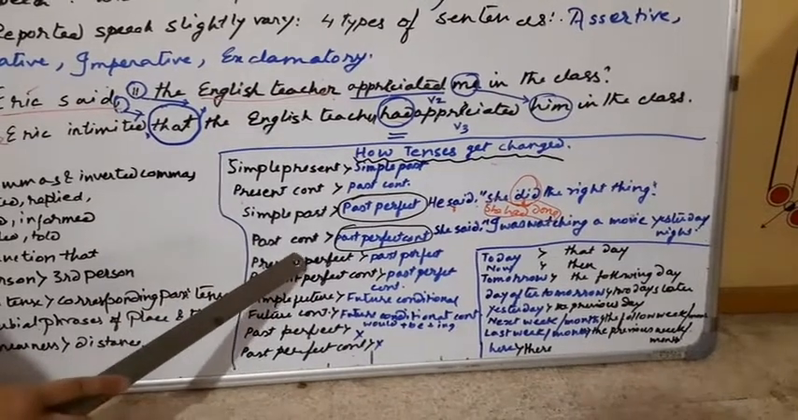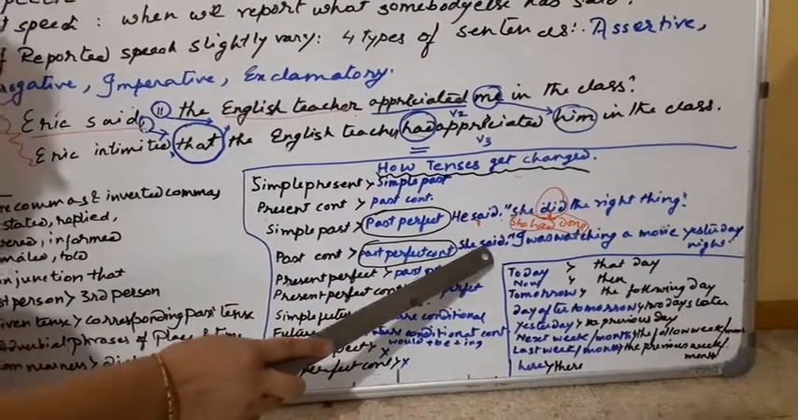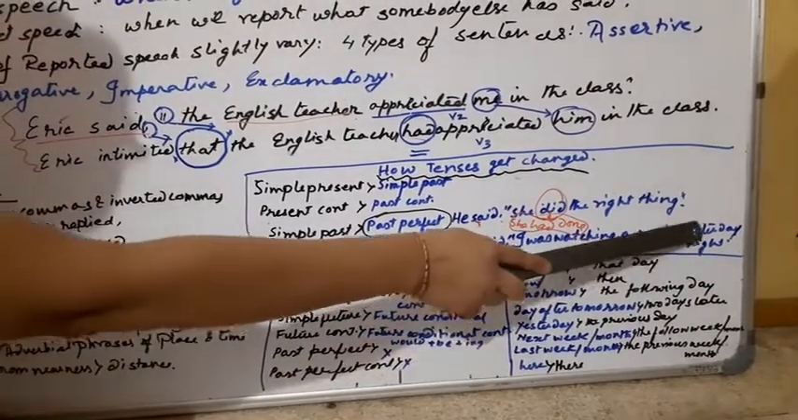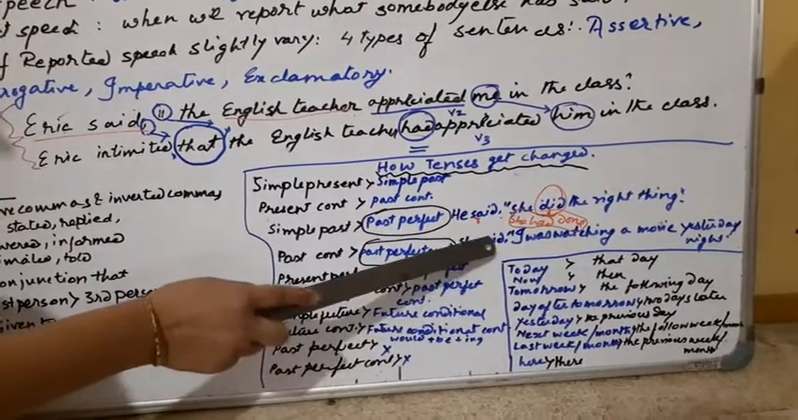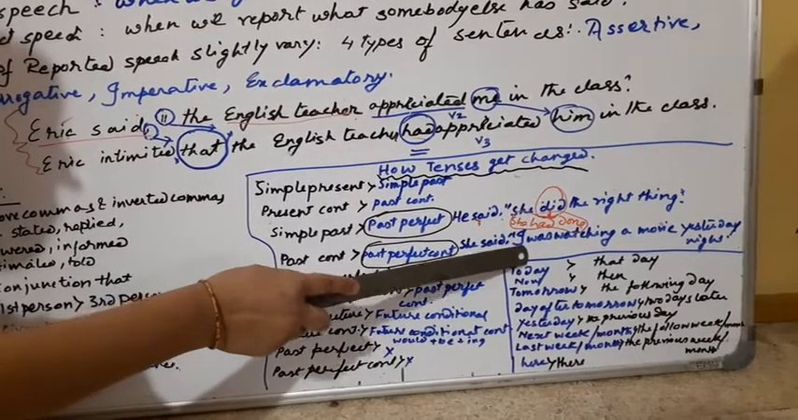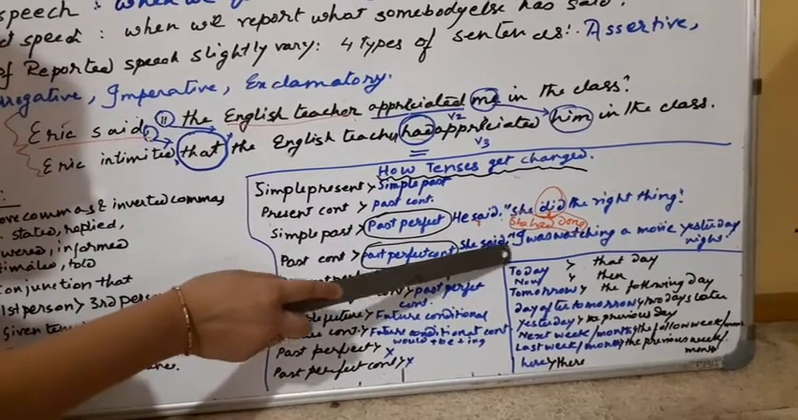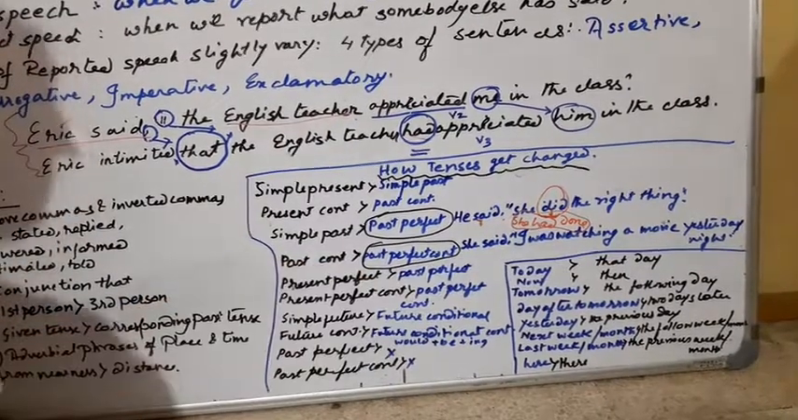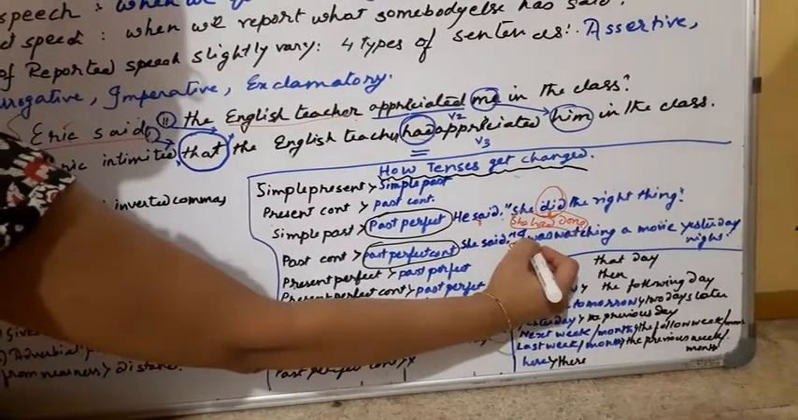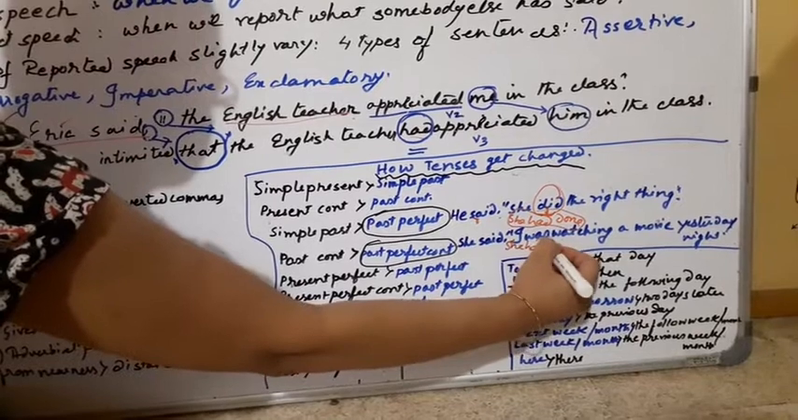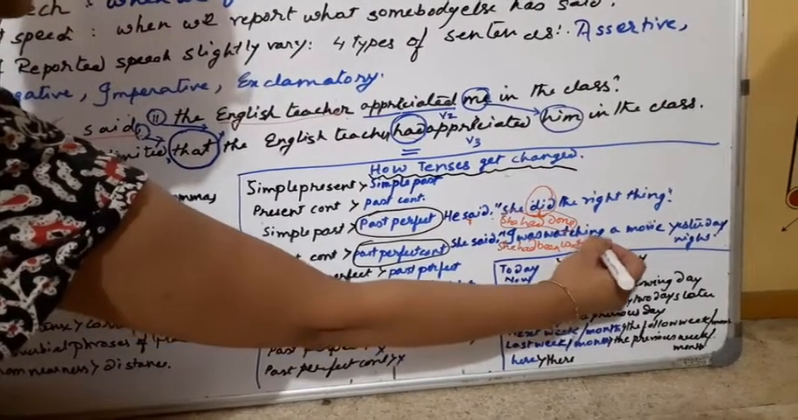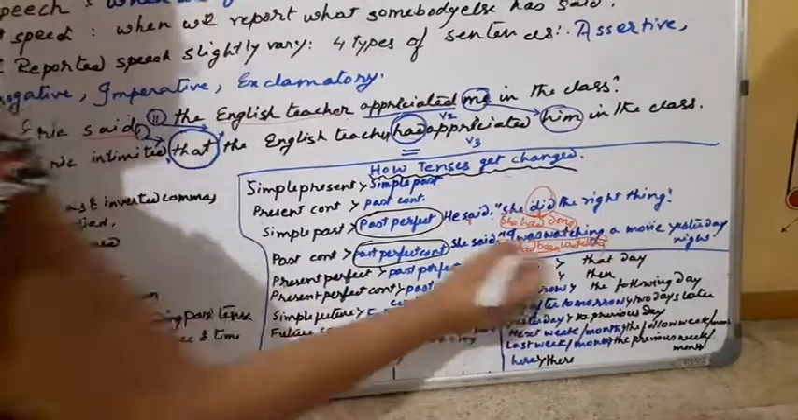Next is past continuous to past perfect continuous. She said, "I was watching a movie yesterday night." She intimated that she had been watching. Let me write it. She had been watching. So this is the thing, right?